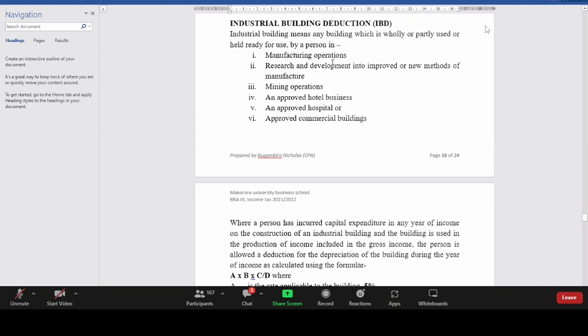Must be manufacturing operations, research and development into approved new methods of manufacture, mining operations, and approved hotel business, and approved hospital, and approved commercial building. All these above, the five up, these ones.